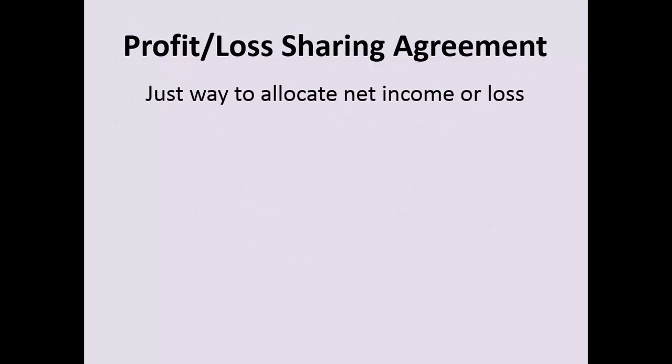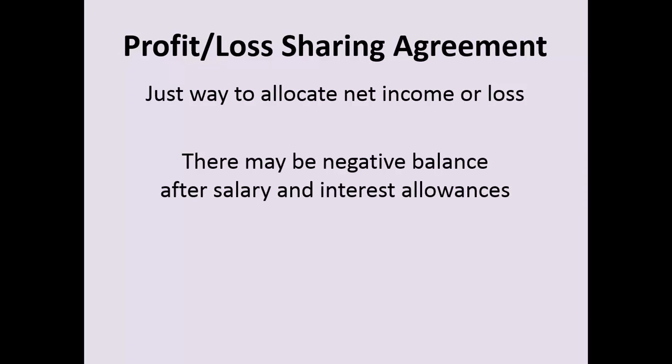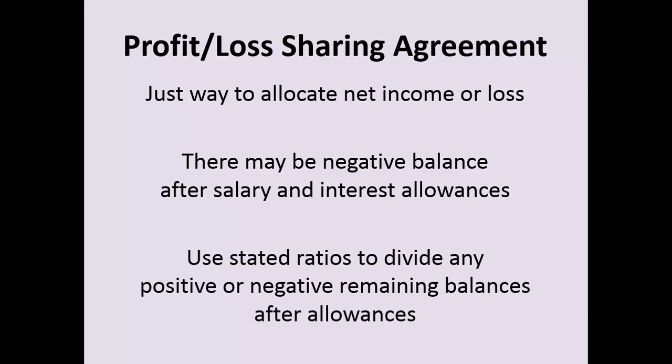Now, to review, a profit and loss sharing agreement is just a way to allocate net income or loss, and there may be negative balances after the salary and/or the interest allowance. Often you'll use stated ratios to divide any positive or negative remaining balances after the allowance. Now, this is not just for profit and loss, not just revenue and expense. It can be gains and losses also, and we'll look at that again later.